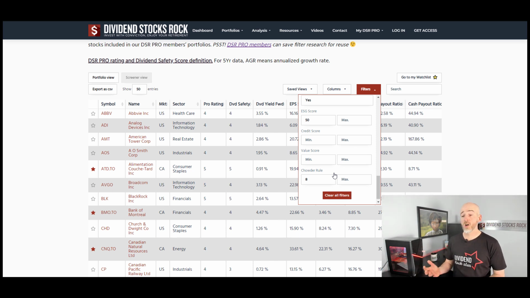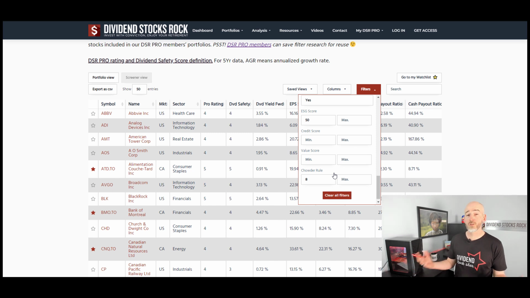So for a stock to show a Chowder rule of minimum of 8, if it has a 3% yield, it needs to increase its dividend by at least 5% per year. So a nice growth rate of 5%. 5 plus 3% of the yield, that makes 8. That meets my Chowder rule system. I could put 7, I could put 9 depending on what I'm looking for. Here with 8 or 9 Chowder rule score, it just gives you a good balance between both yield and growth.